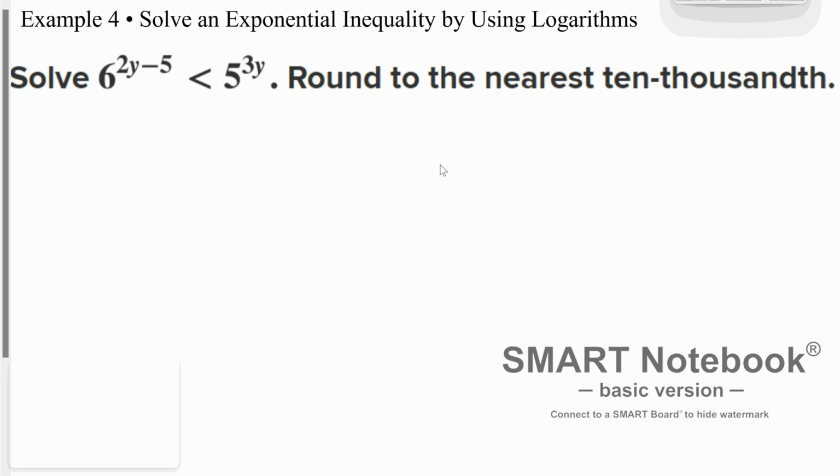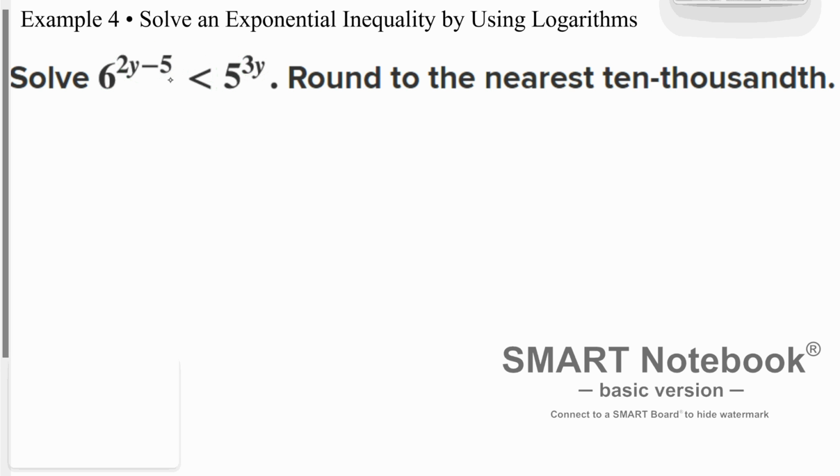Solving exponential inequalities. Well, really, we can just treat it like an equal sign. As long as the bases are the same, then the exponents we can set equal to each other, except for now we don't set equal to each other, we just set less than, right? And the only time it really flips or changes is when we multiply or divide by a negative.